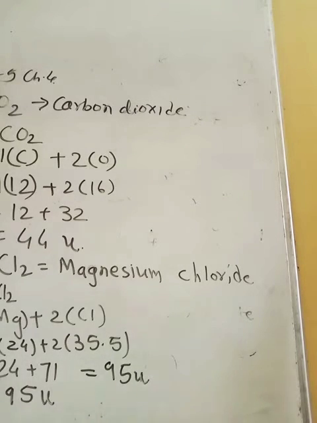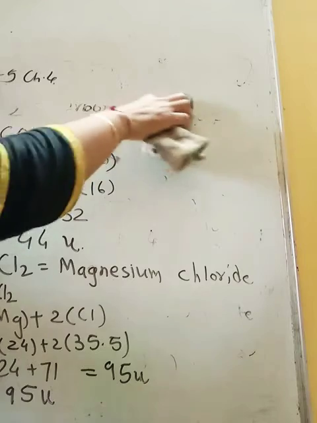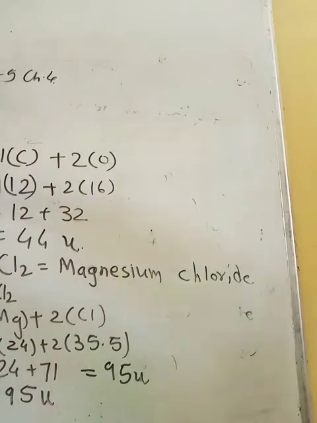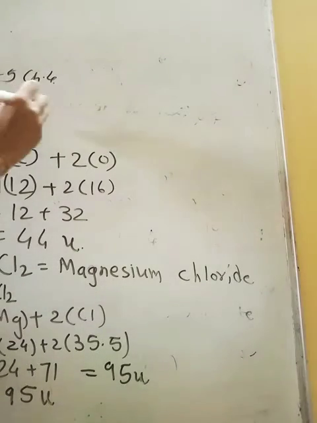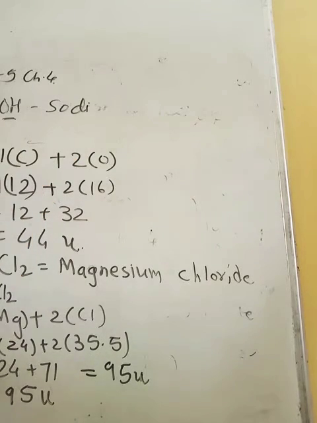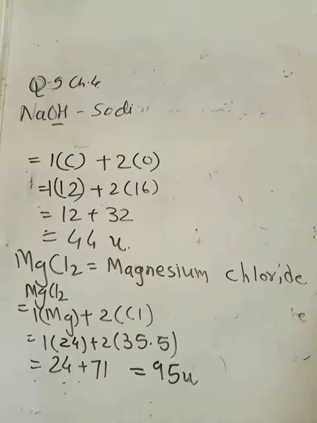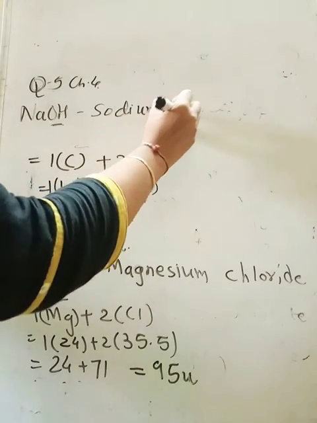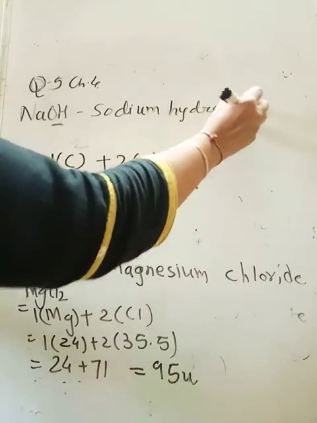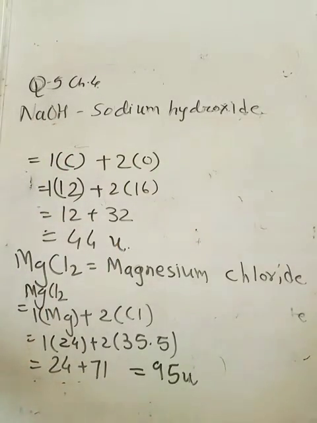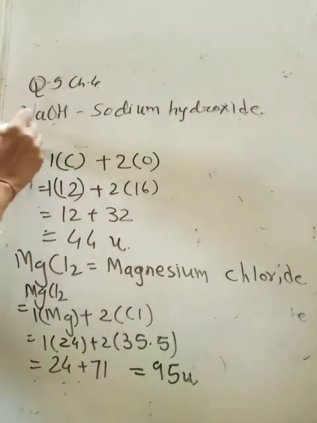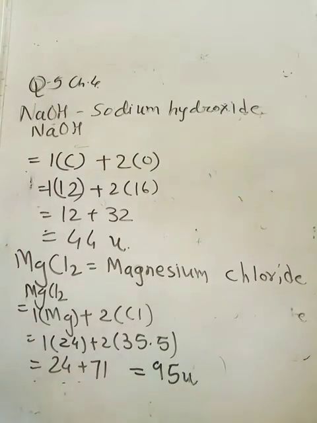NaOH. Very easy. What is the name of the compound? NaOH. Sodium hydroxide. Yes. OH stands for the hydroxide group. So sodium hydroxide, when we write it down, it is 1 sodium, 1 oxygen and 1 hydrogen. Right?